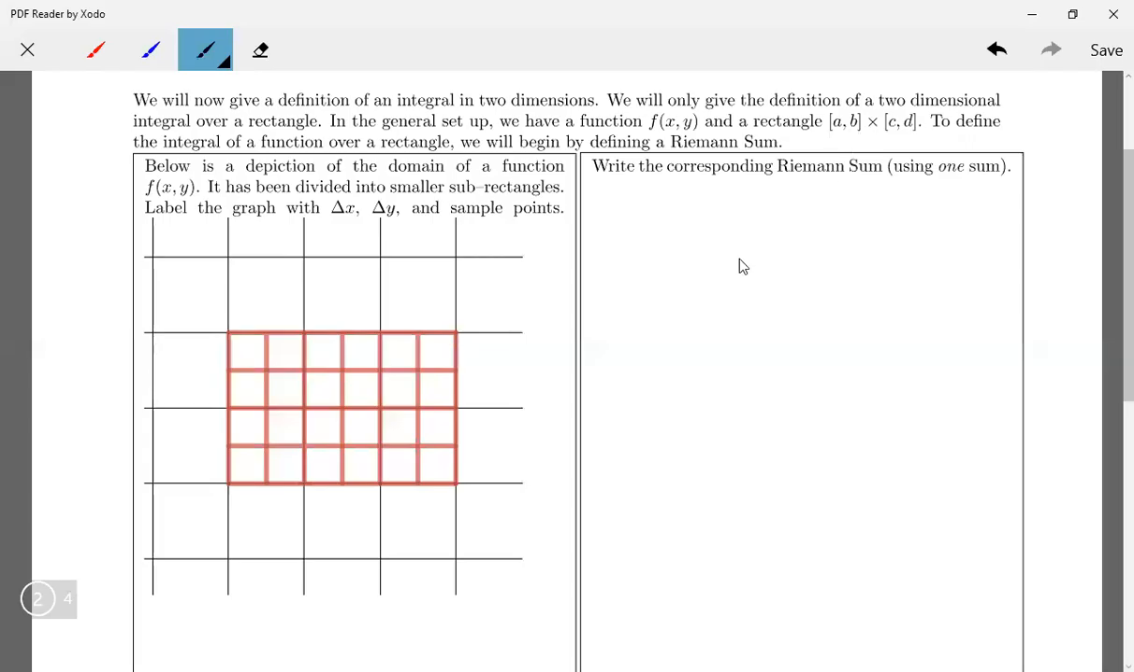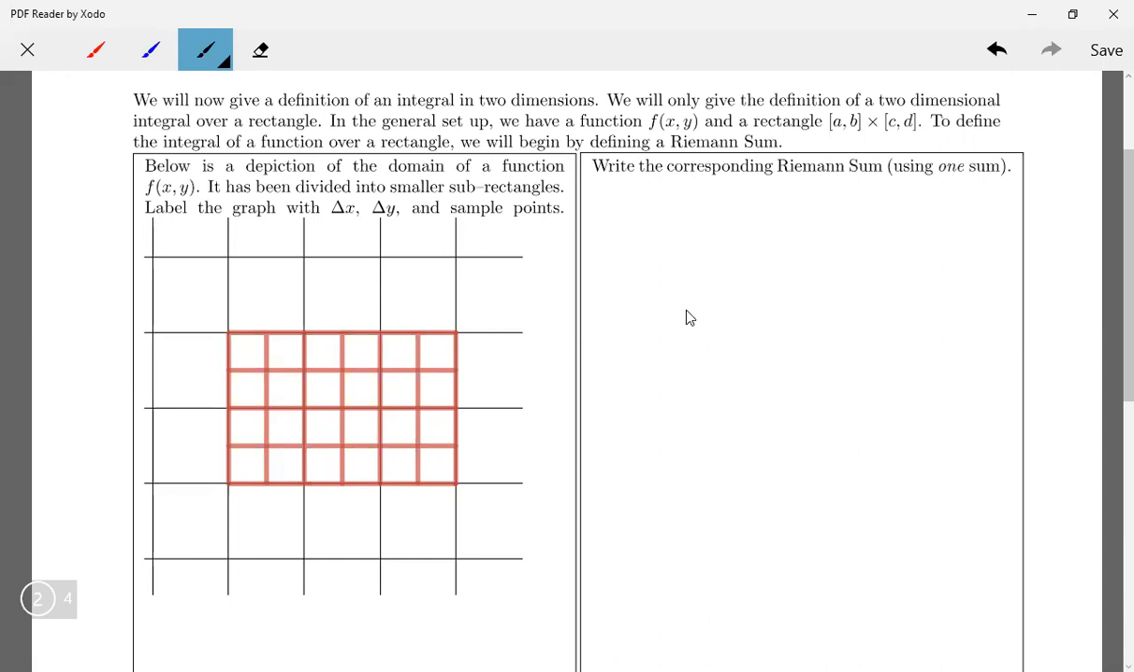We will now give a definition of an integral in 2 dimensions. We will only give the definition of a 2-dimensional integral over a rectangle. In the general setup, we have a function f of x, y and a rectangle [A, B] times [C, D]. To define the integral of a function over a rectangle, we will begin by defining a Riemann sum.